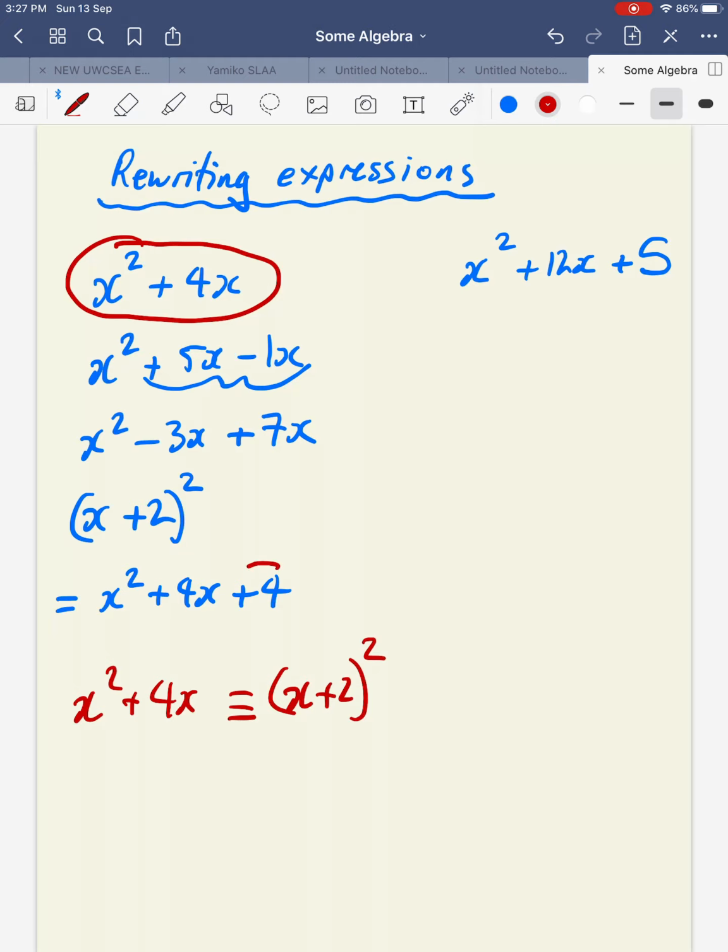But you can see that gives us an extra plus 4, so then we would have to take off that 4, and we got that by 2 squared. So we could rewrite x squared plus 4x as a perfect square, x plus 2 all squared, but then adjusted.